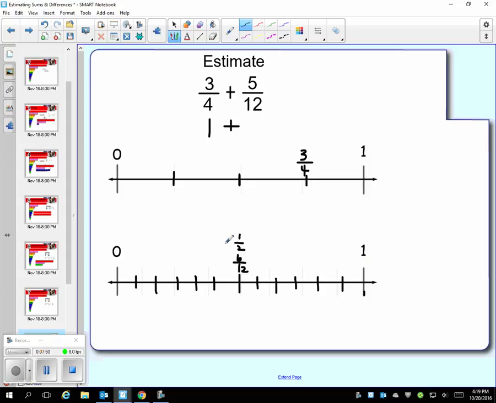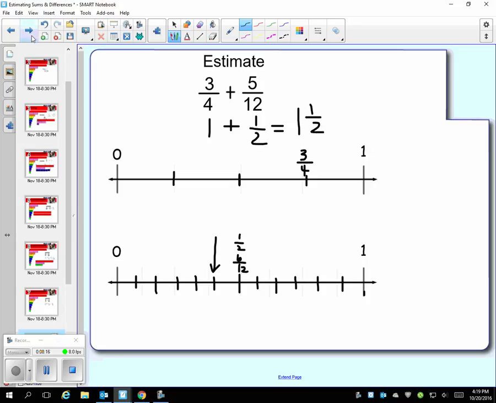Okay, so 5/12 is going to fall on this number line right here. So would we say that's closer to 0, half, or a whole? I would say half, right. So when we estimate 3/4 plus 5/12, that is saying that that is about 1 plus a half. So our answer would be somewhere close to 1 1/2.